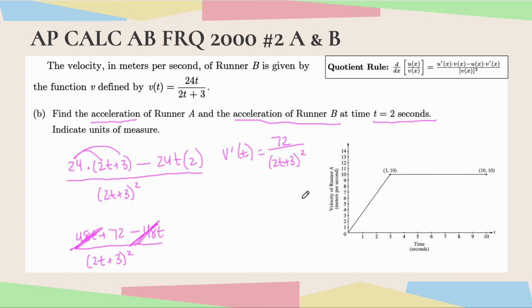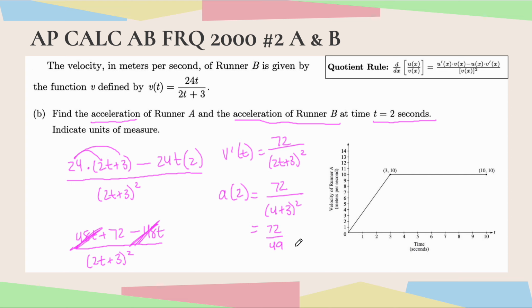Now I'm going to evaluate this for time equals 2. So my acceleration at time equals 2, which of course is the same as v prime of t at 2, is equal to 72 over 2 times 2 is 4. So I'm going to go ahead and just write that as a 4. And then from here, I'm just simplifying this down. So 4 plus 3 is 7. 7 squared is 49. So this would give us 72 over 49.